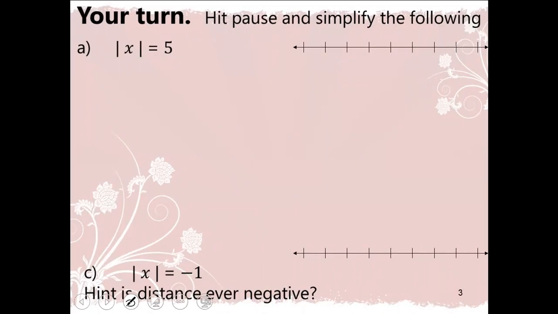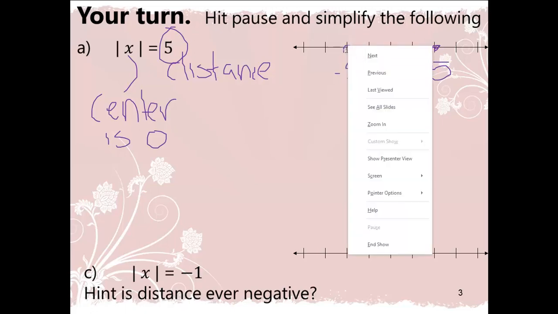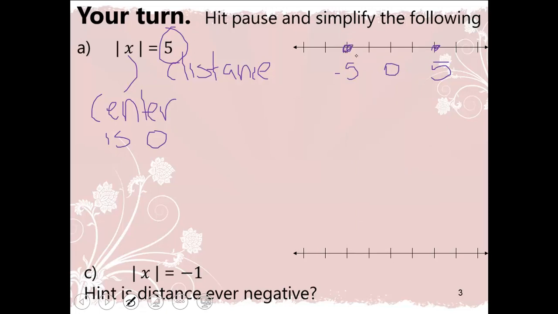So go ahead and give these a whirl. Come back and take a peek at them. I'll do them for you. So hit pause. All right, I'm going to go ahead and do them. This is the distance of 5, and our center is 0. So here's 0. Now I'm just going to go up by like 2.5, and I'm going to say this is 5 units, and this is -5 units, or 5 units to the left. Okay, so that means x can equal -5 and x can equal 5.